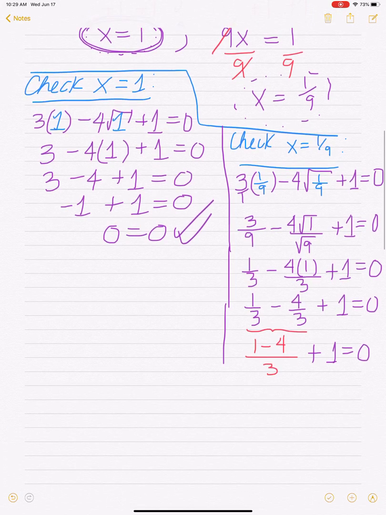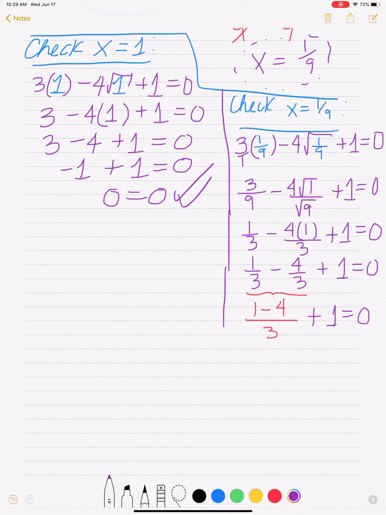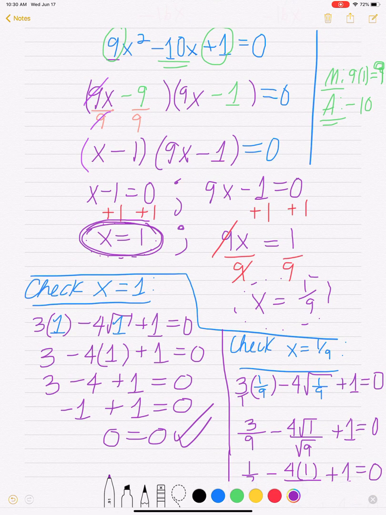Well, let's see. What's 1 minus 4? 1 minus 4 is negative 3. So you got negative 3 over 3 plus 1 equals 0. Well, what's negative 3 over 3? Negative 3 over 3 is negative 1. So negative 1 plus 1 equals 0. Yeah, right? You get 0 equals 0. That checks out. So this one actually has two solutions as well. So 1/9 is a legitimate solution. So you got two solutions, 1 and 1/9.